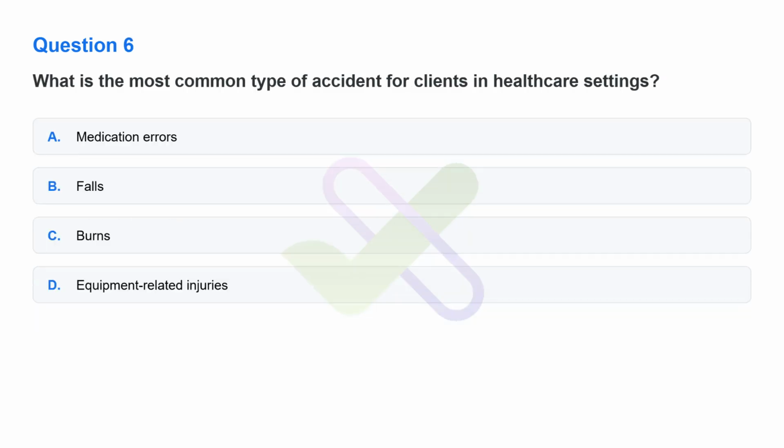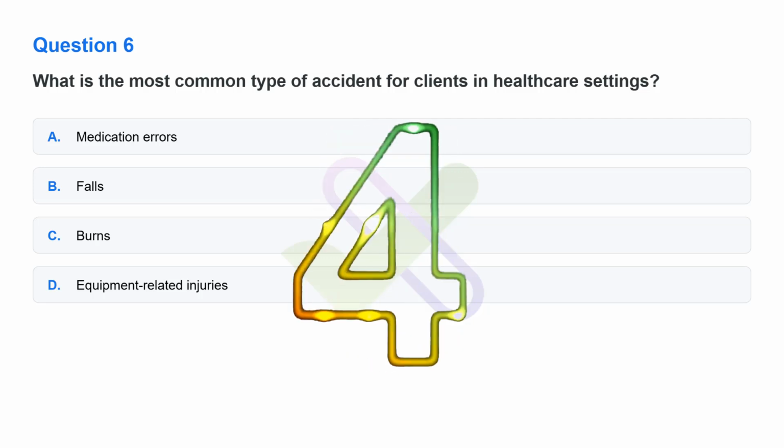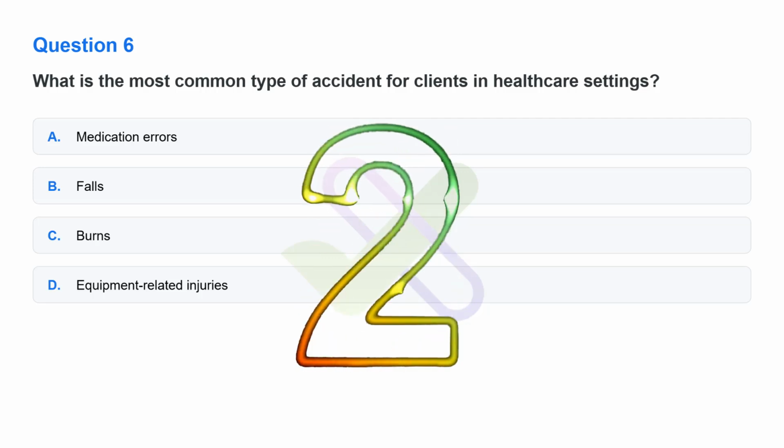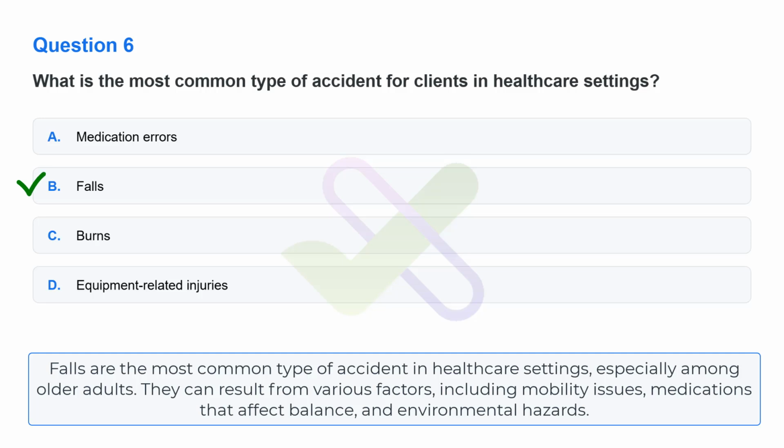What is the most common type of accident for clients in healthcare settings? A. Medication errors. B. Falls. C. Burns. D. Equipment-related injuries. The correct answer is B.